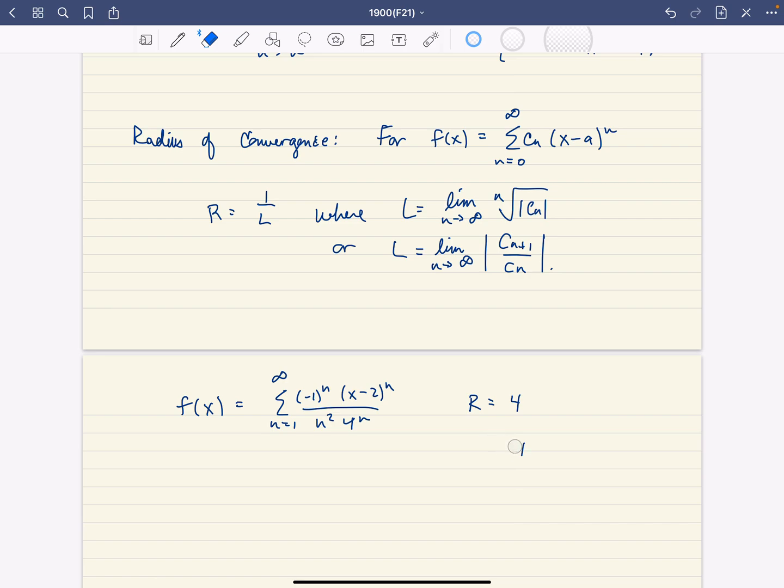So 2 plus 4 would be 6, and 2 minus 4 would be negative 2. And then you'd still have to figure out, do you include the endpoints, do you not include the endpoints, and so on. Okay, so you can actually do finding the interval of convergence that way as well. We'll do some examples in class and in the next video.